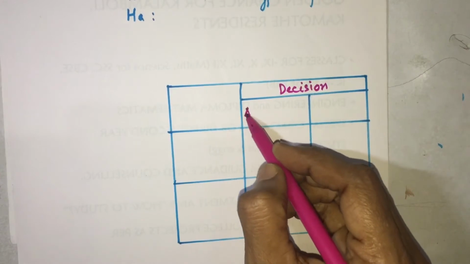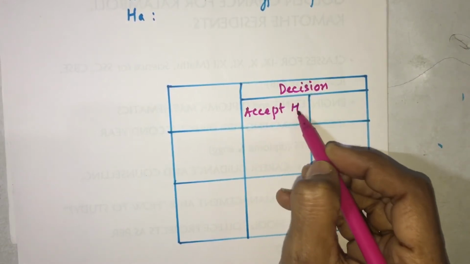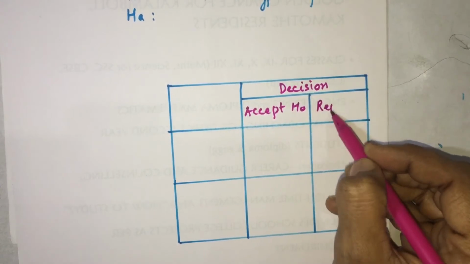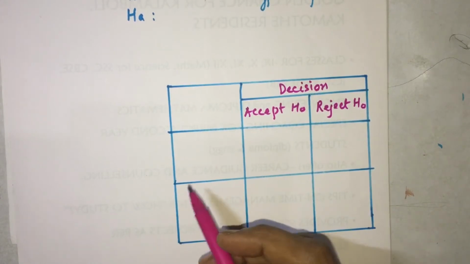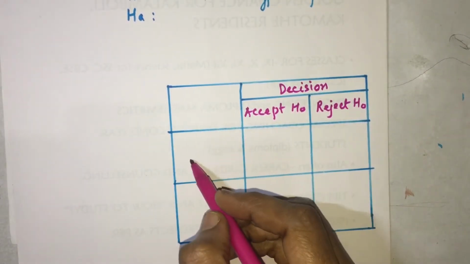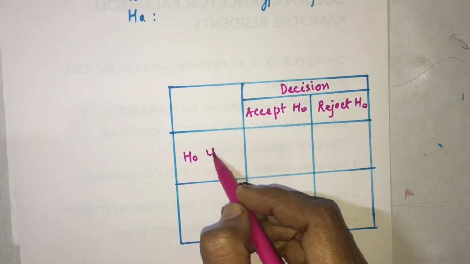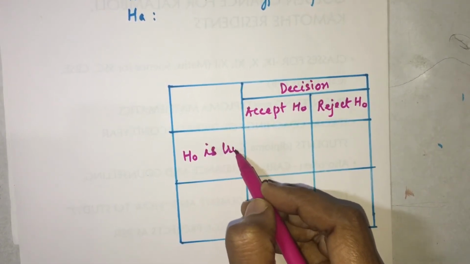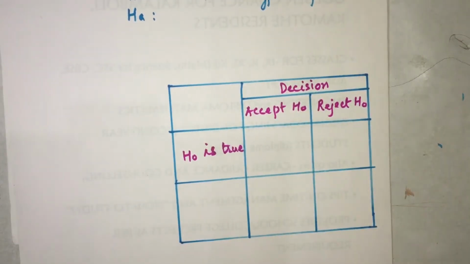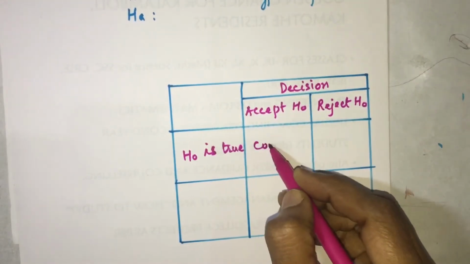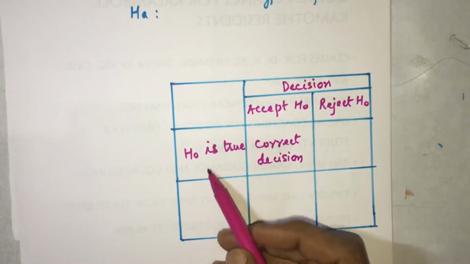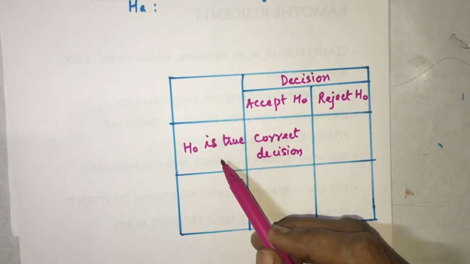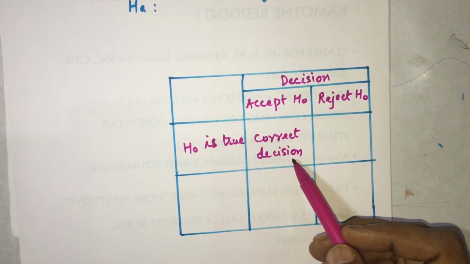That decision is like this: we accept H0 and we reject H0. H0 means the null hypothesis. If H0 is true and we accept that one, then obviously it is a very correct decision. H0 is true and we accept it, means we are accepting a true thing, so obviously that is a correct decision.